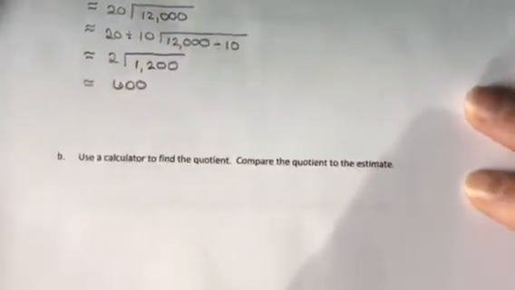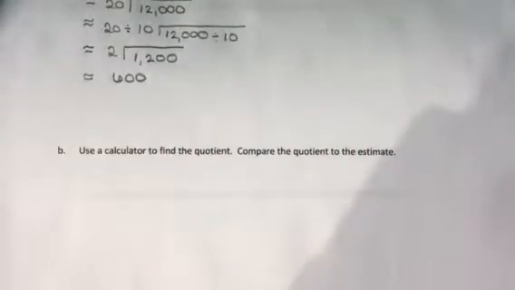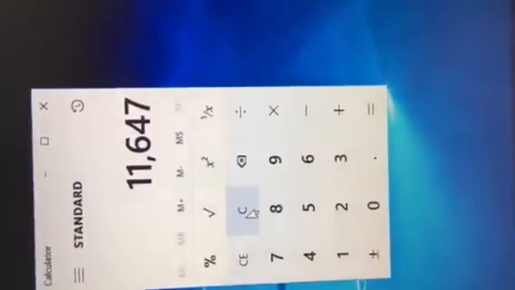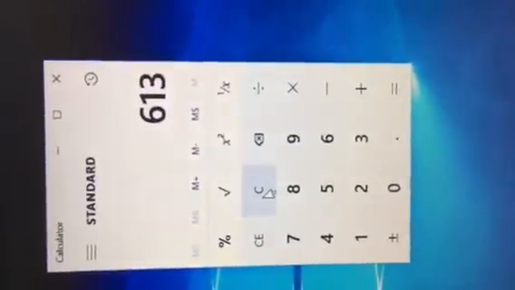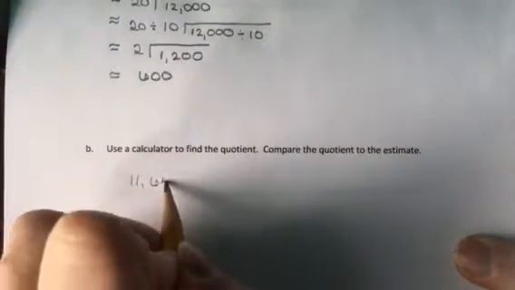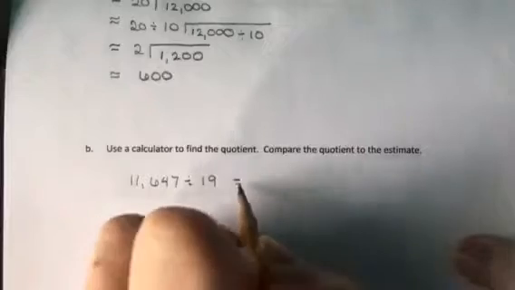Now, again, with B, we need to use the calculator to find the quotient and then compare our answers. So let's pull up our calculator again. Now we have 11,647, and we want to divide that by 19. Our answer is 613. So rewriting the problem, 11,647 divided by 19 is equal to 613.